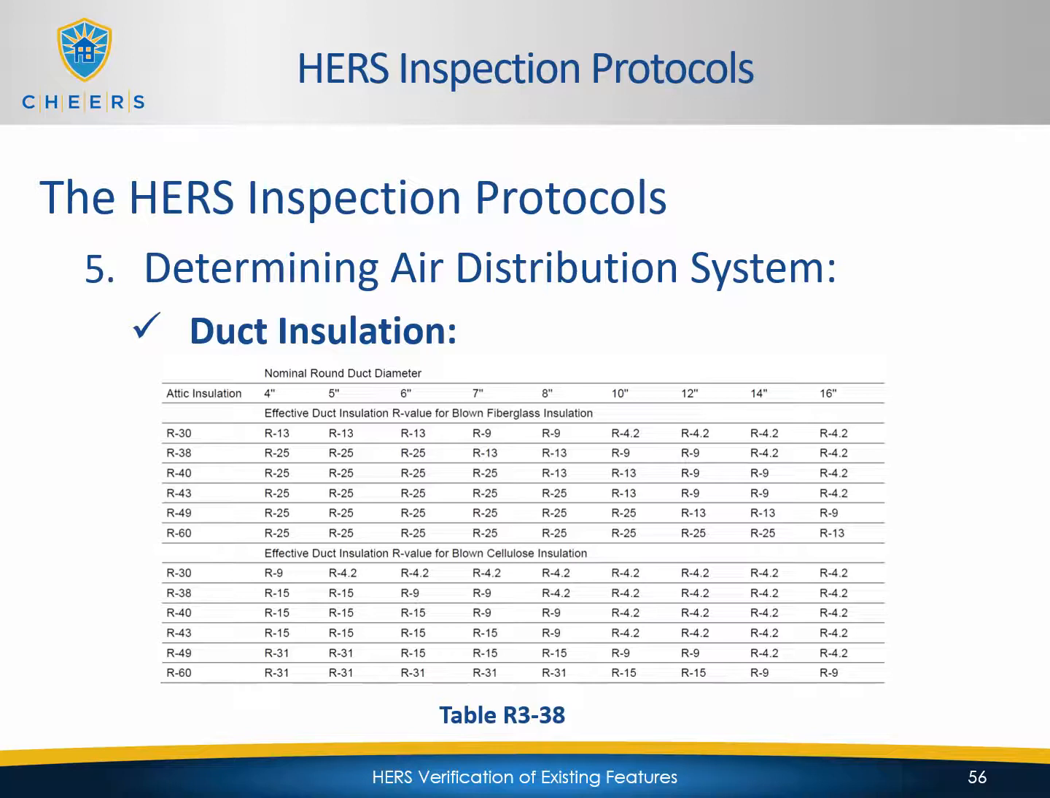And then across the top, we have the nominal round duct diameter. So we have from 4 inches to 16 inches. So we would just find the diameter of the duct and the insulation R value, and then you can find the equivalent R value for that duct insulation.